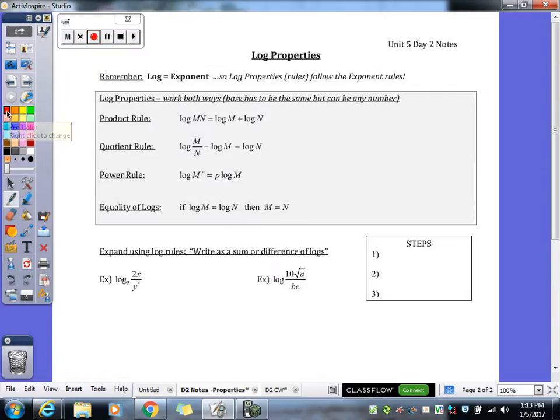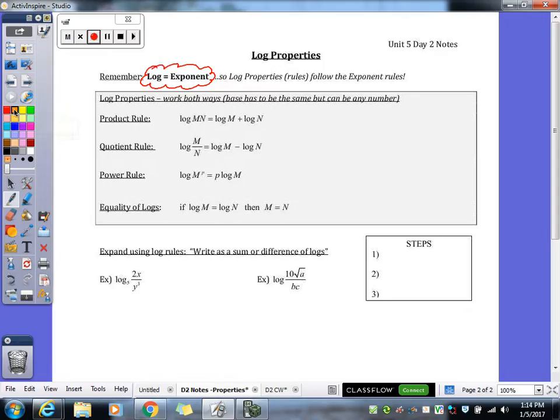Taking a look at the back of our notes today. These are pretty easy once you get the hang of it, but getting the hang of it is what you have to do first. So first thing we have to remember is that log equals your exponent. Sometimes they ask you to take a log problem and expand it out. And then they have you go the other way sometimes. They give you a nice long expanded one and want you to condense it down into one log term. So in order to do that, you have to follow your log properties.